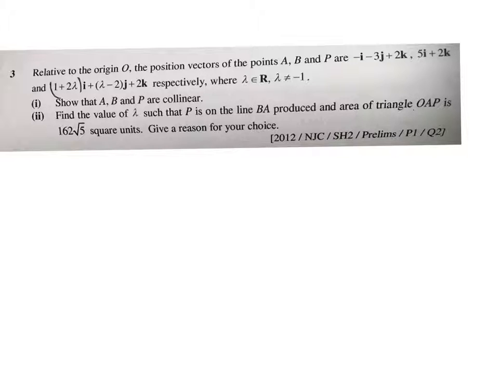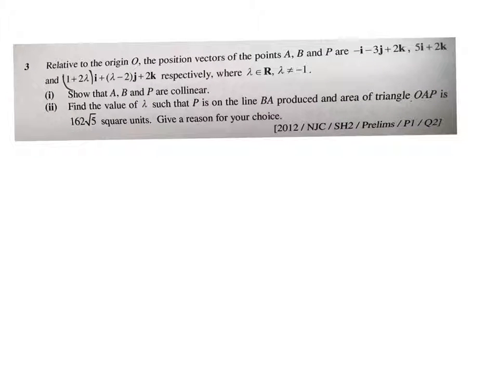So actually there's a lot of ways of doing this. Your answer likely may not even be the same as mine, so it's not unique. Basically, the main thing is you need to show that they are scalar multiples of each other. So you can just take AB and BP, or you take AP and AB. You can show that they are scalar multiples of each other, and you must show that they have a common point.